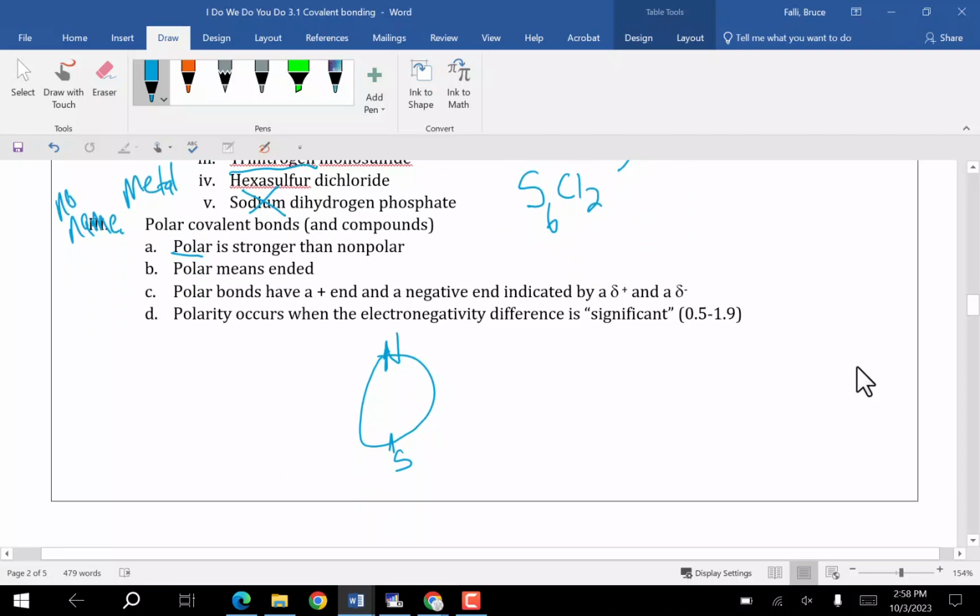Polar bonds have a positive and a negative end, indicated by a delta positive and a delta negative. Polarity occurs when the electronegativity difference is significant, and that's from 0.5 to 1.9.